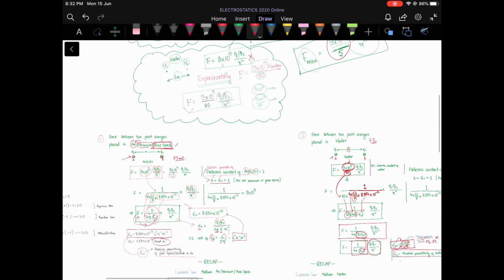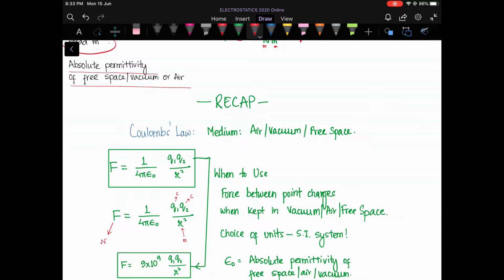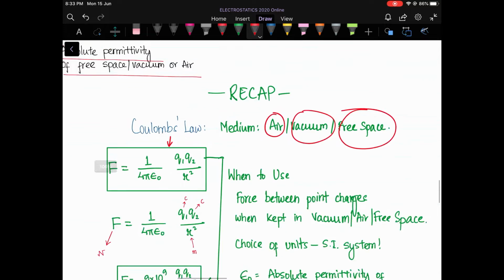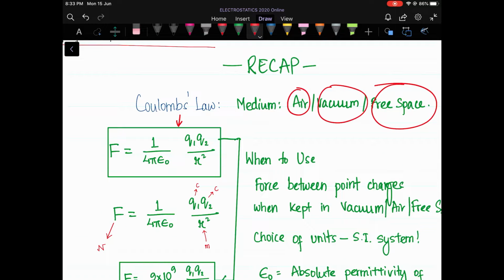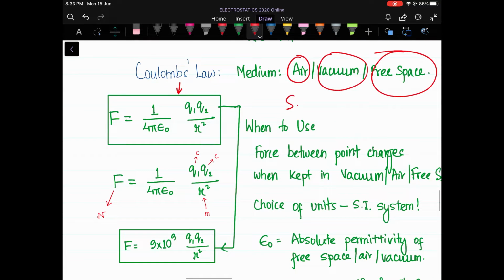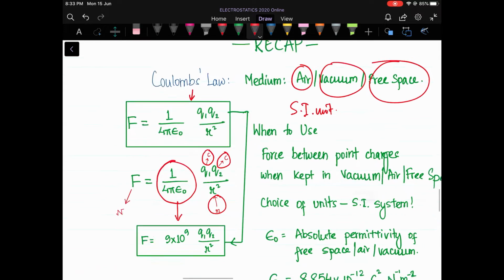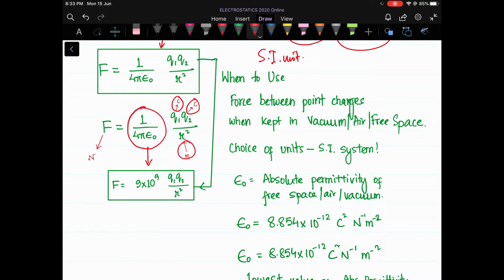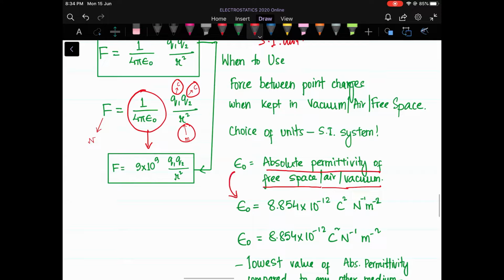Now at this point you may be confused of what is going on, but let's quickly have a recap. Let's be very clear with what our medium is. If our medium is air, vacuum or free space, then the Coulomb's law is written as 1 by 4 pi epsilon naught Q1 Q2 by R square, where we know that we are using SI unit system. Q1 is measured in coulombs, Q2 is measured in coulombs, R is measured in meters. The value of this constant we know should be 9 into 10 to the power 9 because of experiments, where epsilon naught is the property of the medium and we call it absolute permittivity of free space of air or vacuum. The value of this epsilon naught is found to be 8.854 into 10 to the power minus 12 Coulomb square Newton inverse meters to the power minus 2.